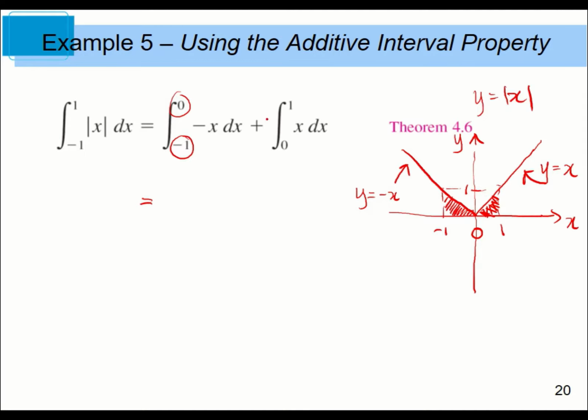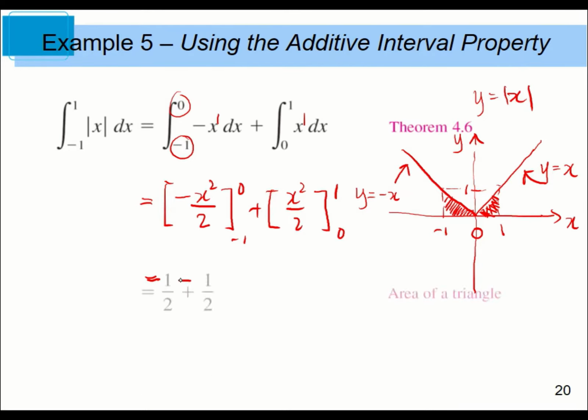Okay, let's work out the solution. We have 1 power 1 plus 1 is 2, divided by 2. We have -1 to 0, plus this one is x squared over 2. The power is 1, 1 plus 1 is 2, divided by the new power 2, from 0 to 1. Now when we substitute 0, we get 0. When we substitute -1, then we get negative.